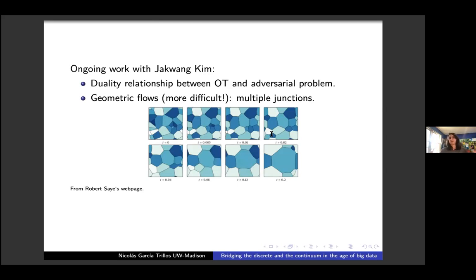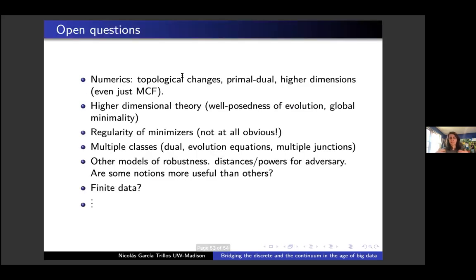Question. Geometric flows, this is even difficult, not just forgetting about machine learning, this is difficult also from an analytical perspective. Okay, so there are so many questions here, but still, I think it's interesting, at least, for example, to develop this relationship between optimal transport and adversarial learning. That's something that my student Jacqueline Kim is working on. But again, the philosophy here is to try to understand what adversarial learning is from a regularization perspective, and potentially come up with new alternatives for computing things. Okay, so open questions, many.